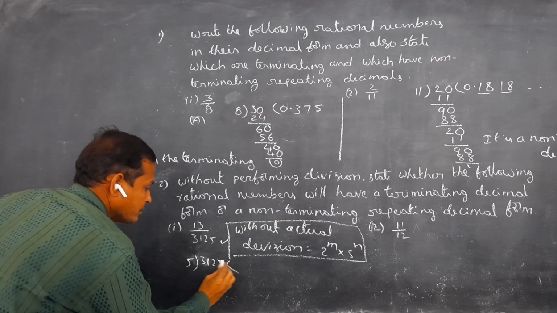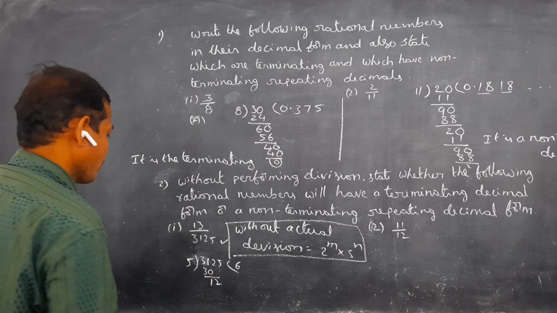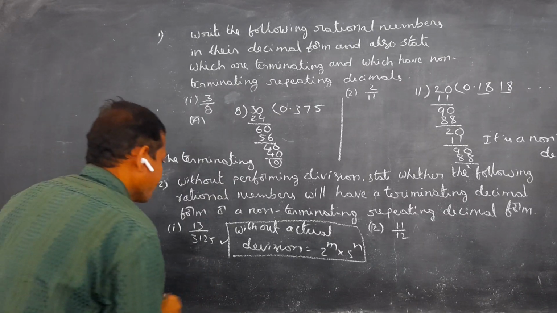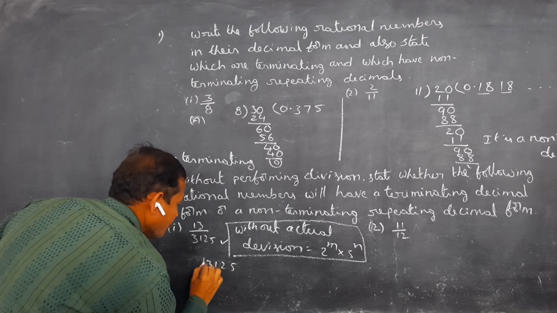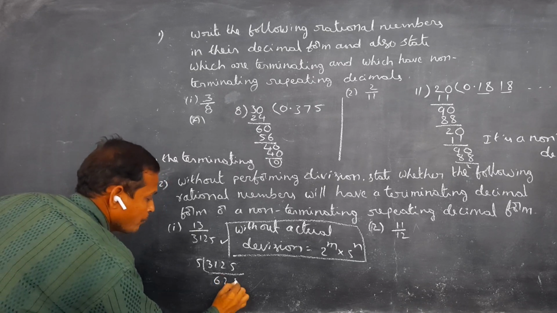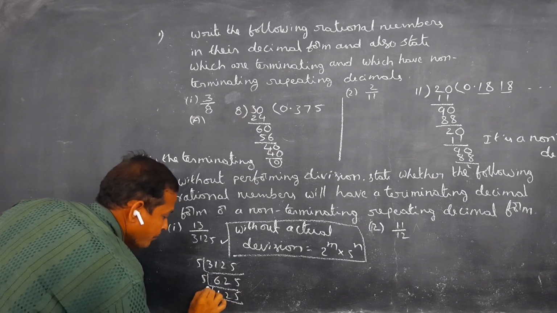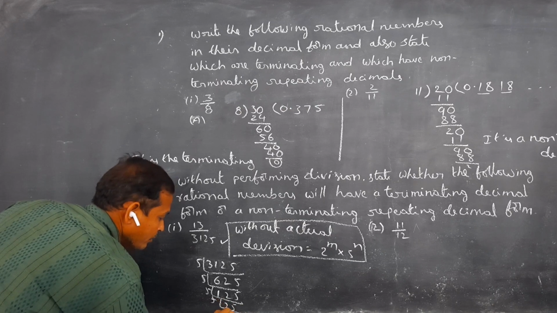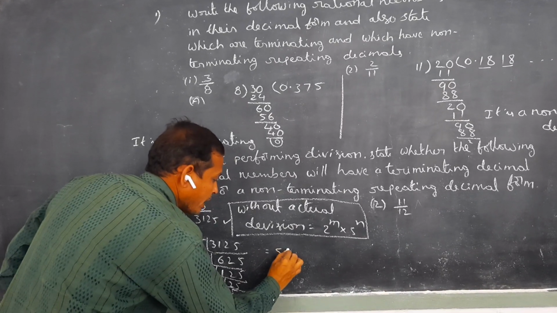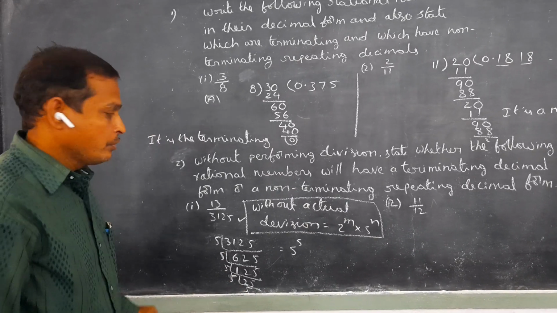5 table. How many times, children? 6, 30, again 1, 2. Sorry, children. LCM method: 3125, 5 table, 625. Again 5 table, 125. Again 5 table, 25. Again 5 table, 5. So the denominator value we should write as 5 power 5: 1, 2, 3, 4, 5. 5 power 5.